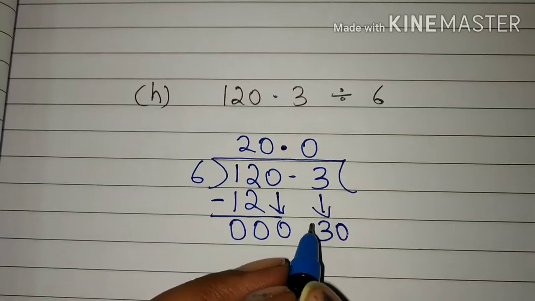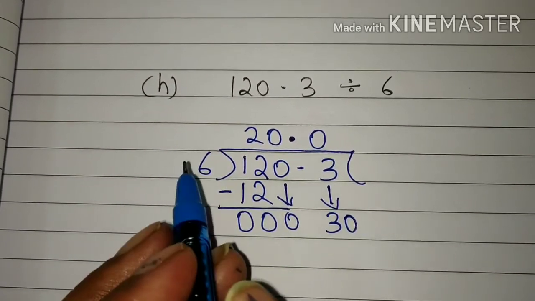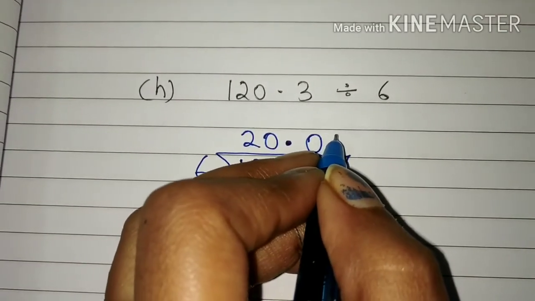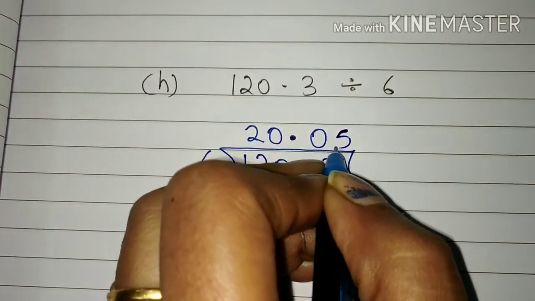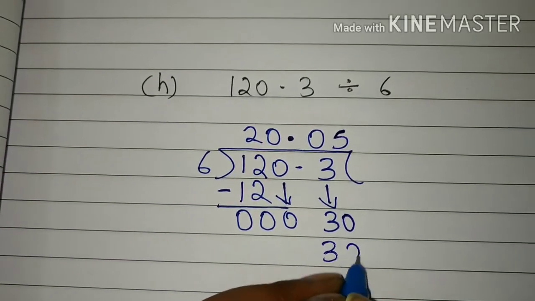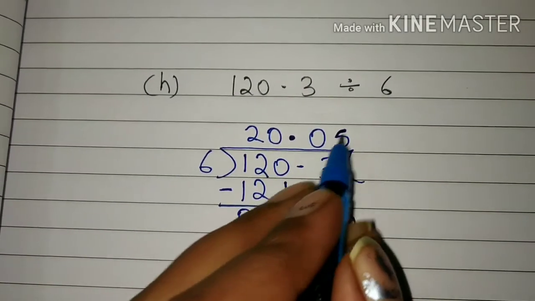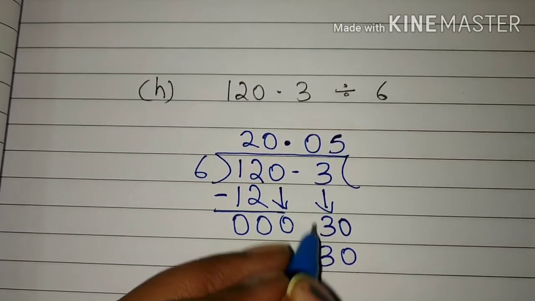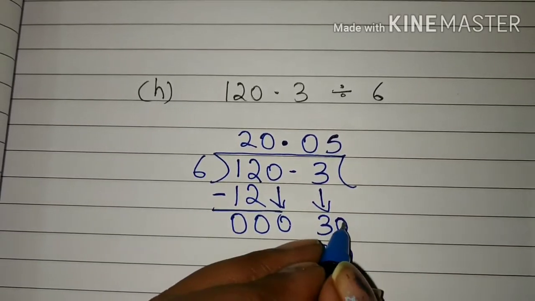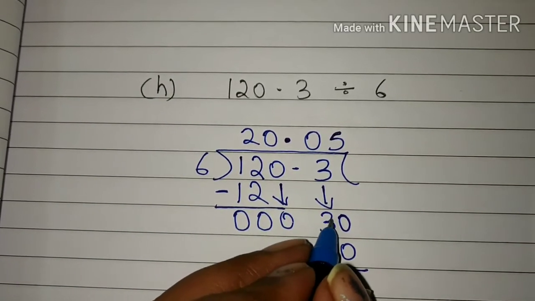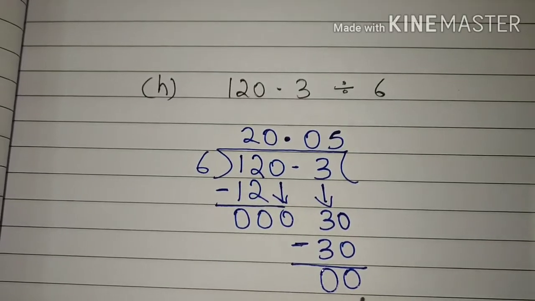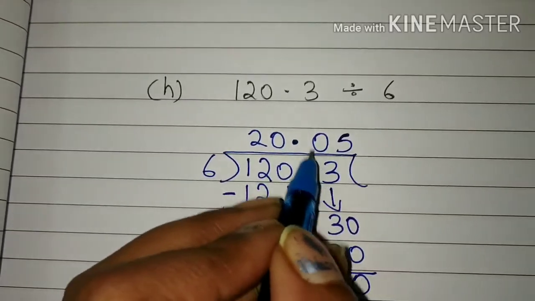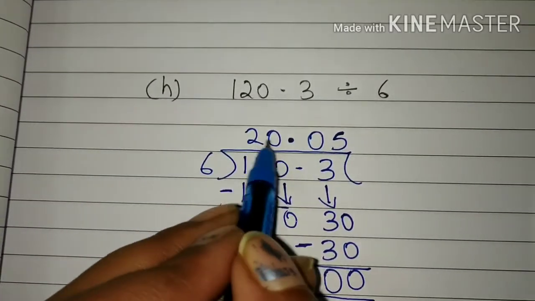Now students, we will divide 30 by 6. So 6 5s are 30. So we will write 5 here and then 30 here because 6 5s are 30. Now students, we will subtract these two numbers. 0 minus 0 is 0. 3 minus 3 is 0. So students, 20.05. This is your answer.